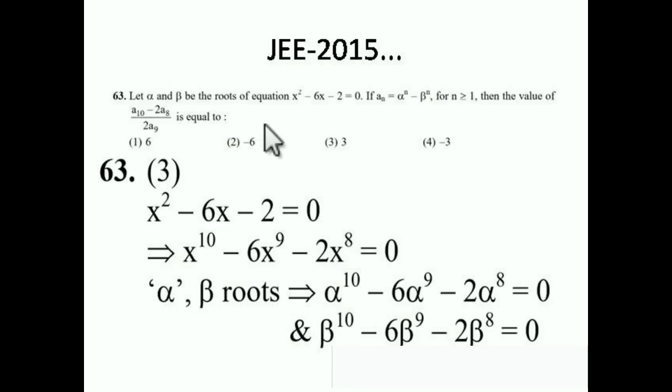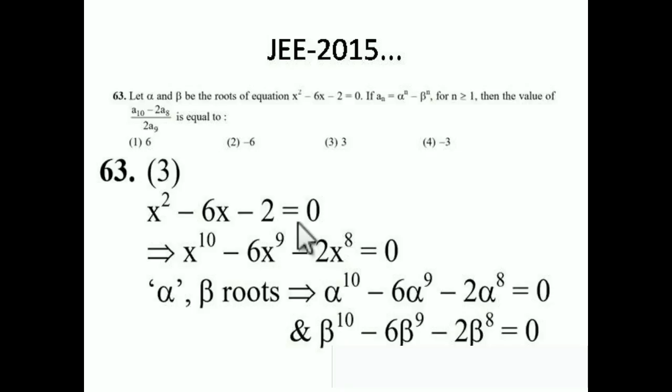Okay, that means if I put 10 here, then it comes out alpha raised to 10 minus beta raised to 10. If I put 8 here, it's alpha raised to 8 minus beta raised to 8. And if I put 9 here, it is alpha raised to 9 minus beta raised to 9. So I have to find out the thing that comes out alpha raised to 10, beta raised to 10, alpha raised to 9, beta raised to 9, and alpha raised to 8, beta raised to 8. Okay. So what's the equation? x square minus 6x minus 2 is equal to 0.